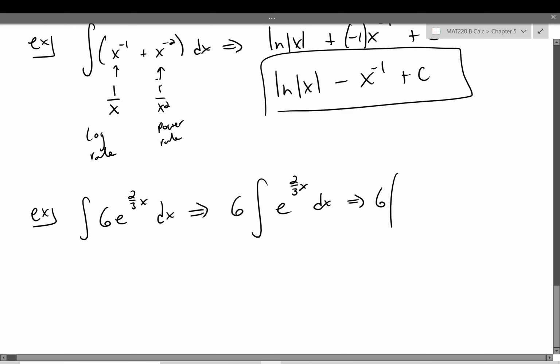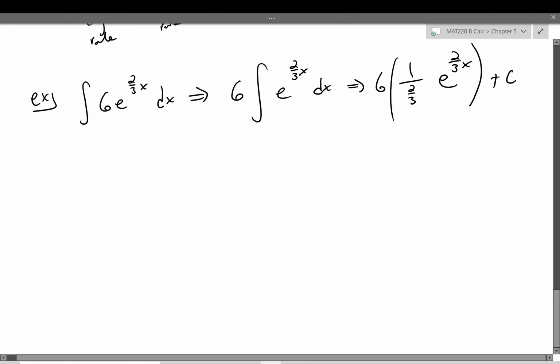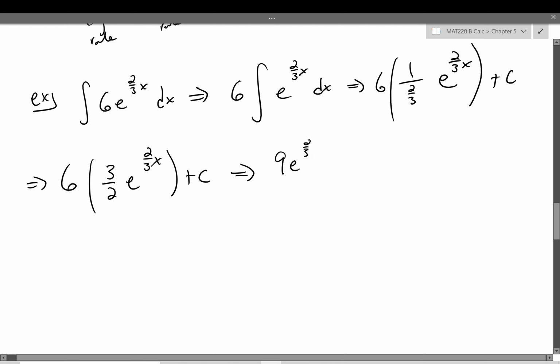So I get 6 times. Now you got to be careful here. This is 1 over 2/3 e to the 2/3 x plus c. Okay? So now we're going to clean it up. 6 times 3 over 2 e to the 2/3 x plus c. And last but not least, 6 divided by 2 is 2, so we get 3 times 3 is 9, e to the 2/3 x plus c.